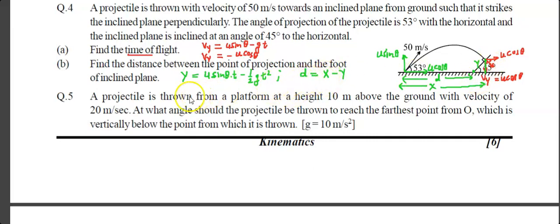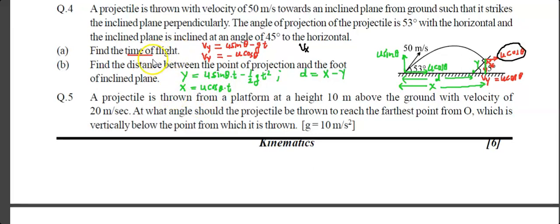And then you need to find what this x is. So for x you can use this equation for x, which is u cos theta into t. T you have got to know, this u cos theta you have been given already, so from here you can find x. Now let's talk about the question number this fifth.